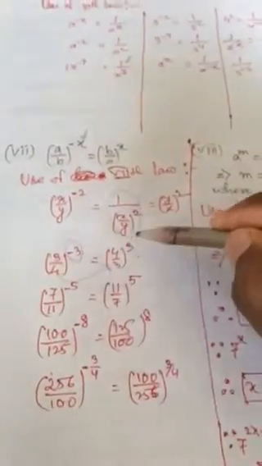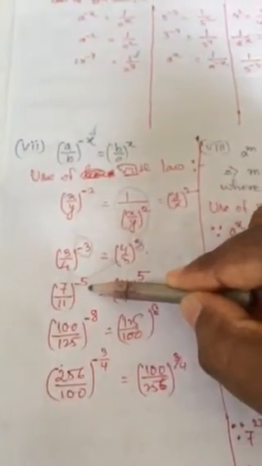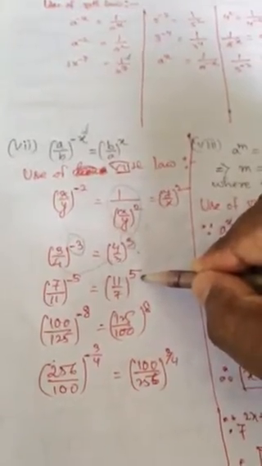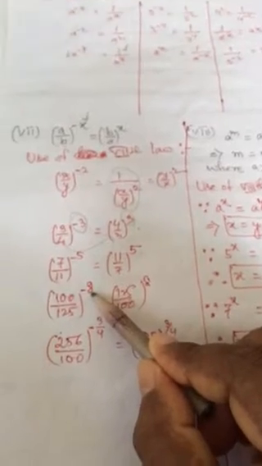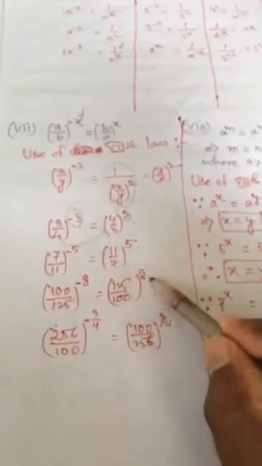The power is changed, negative power changed into positive power. 7 by 11 to the power negative 5 will be 11 by 7 to the power positive 5. 100 by 125 to the power minus 8: now you have written the reciprocal form, 125 by 100 to the power 8.